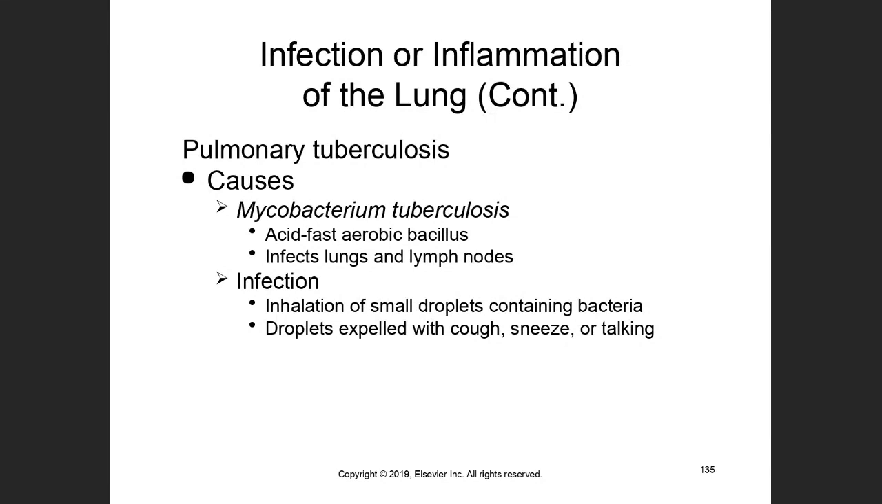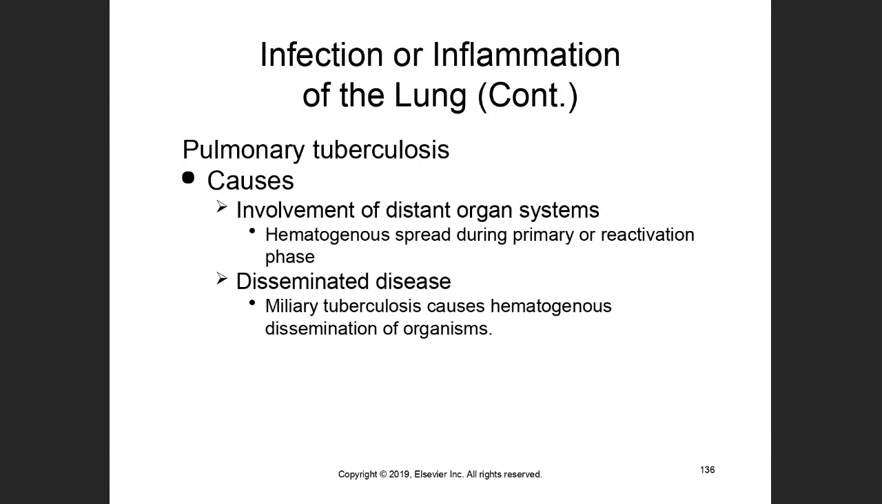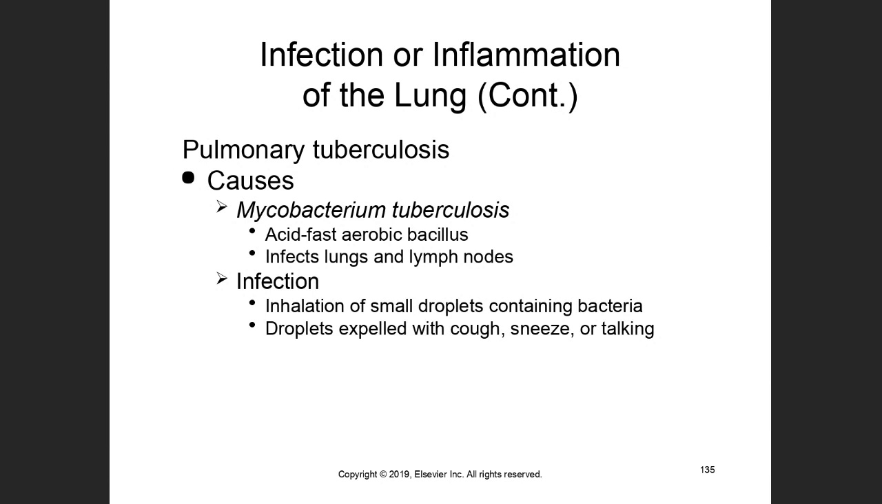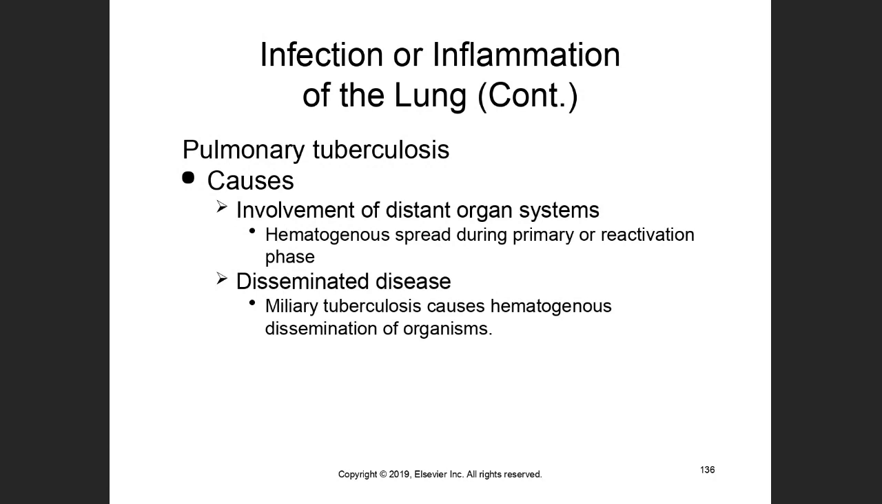Mycobacterium tuberculosis, of course, is the bacteria that produces TB. It's an aerobic, acid-fast bacillus. Infection occurs by inhaling small droplets from a spontaneous cough. It can involve distant organs, disseminated disease. Miliary tuberculosis causes hematogenous dissemination to organs.